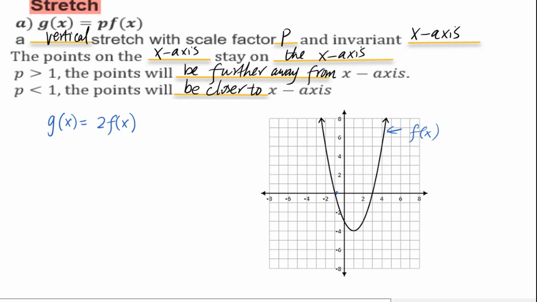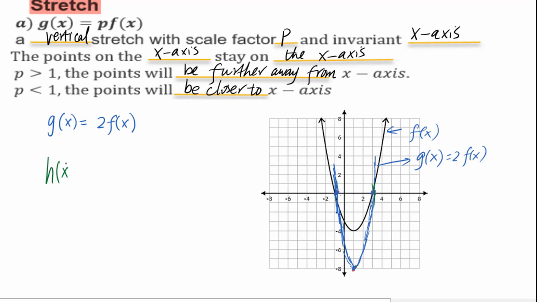So find the x-intercepts. These 2 points will stay. This point, the distance from the x-axis will be doubled. So go to here. Then you need to connect these 3 points. This will be g of x equals 2 f of x. It's a vertical stretch with a scale factor 2.